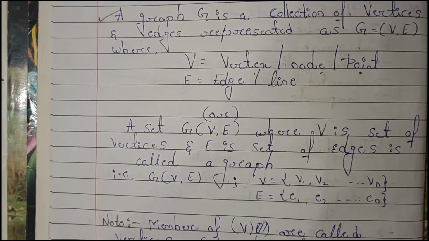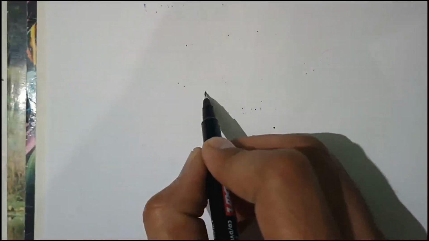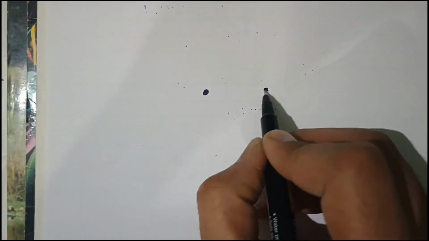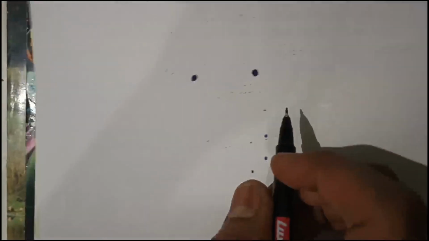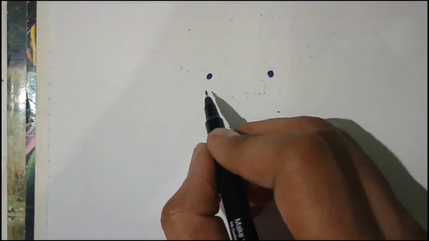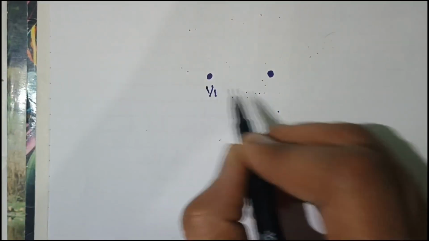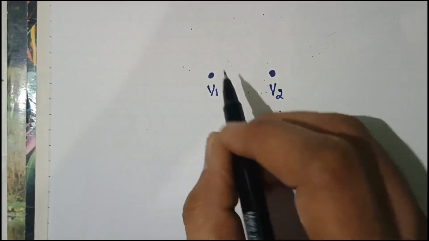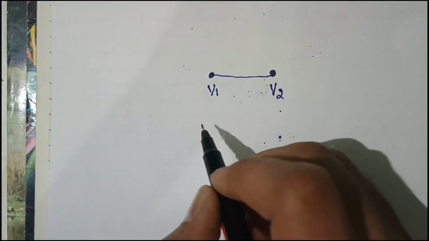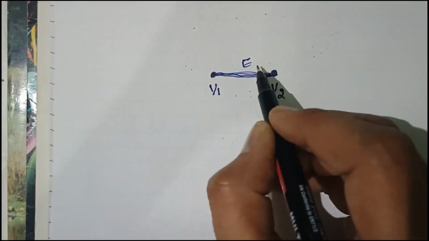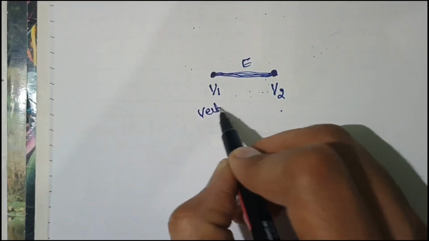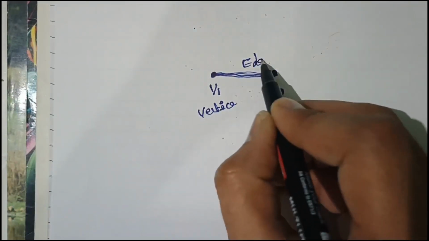So let us see, for example, what we call a graph. For example, these points we call vertices. This is vertex 1, this is vertex 2, and the line in between is the edge. This is the vertex, and this is the edge.